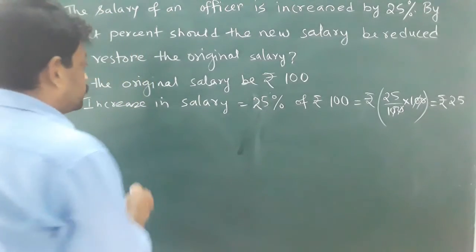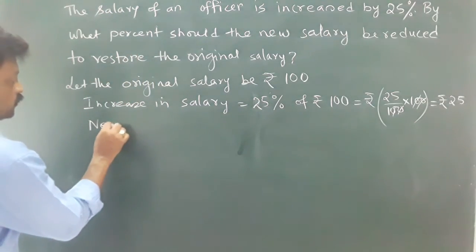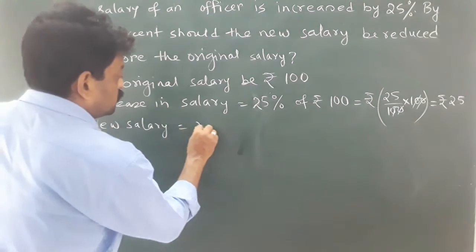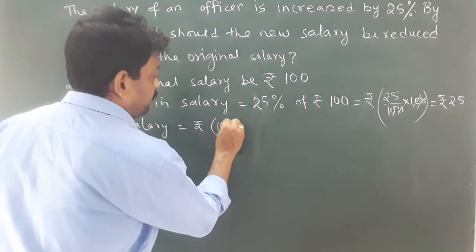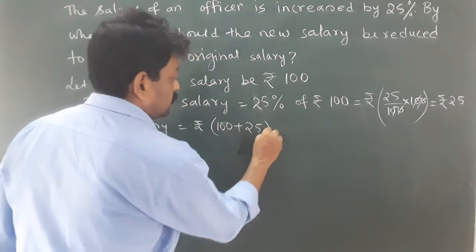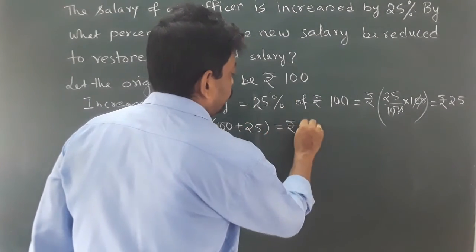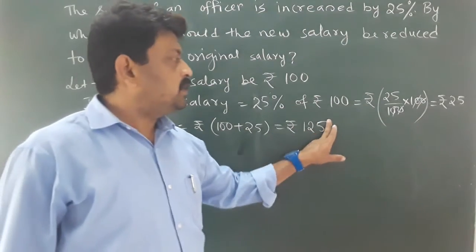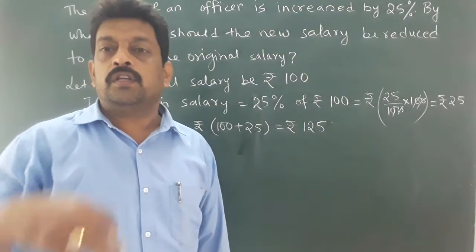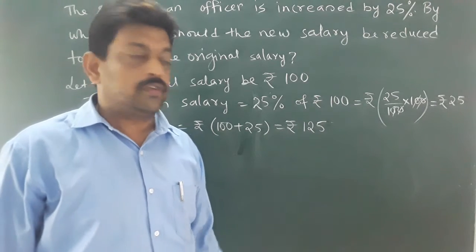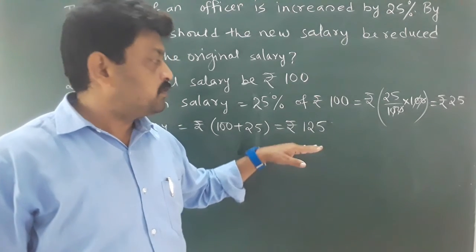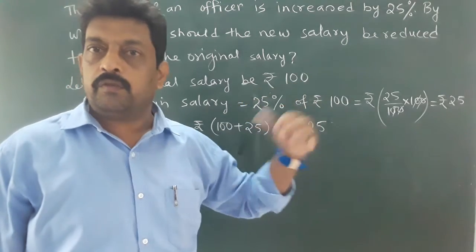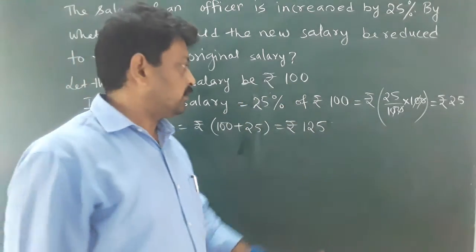Therefore, the new salary is rupees 100 plus 25, that is rupees 125. This is his new salary. Now the new salary has to be reduced to restore the original salary. That means 125 to be reduced to 100. Then what will be the percentage reduction?